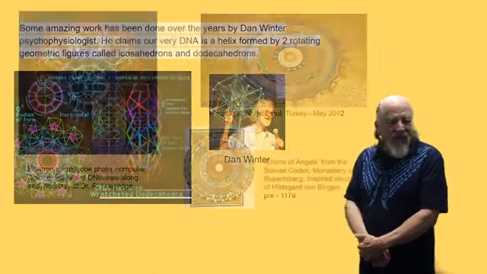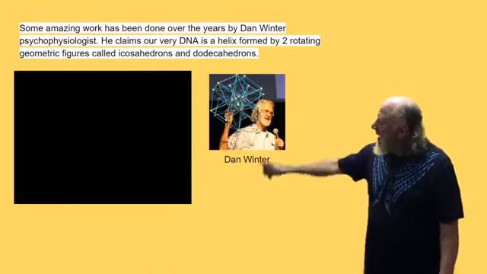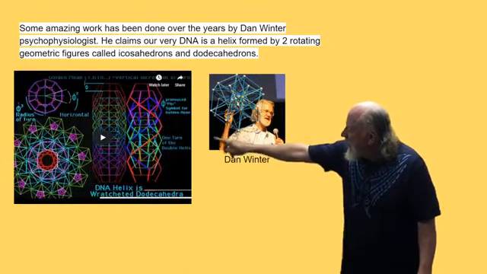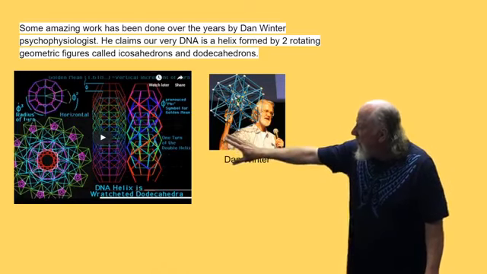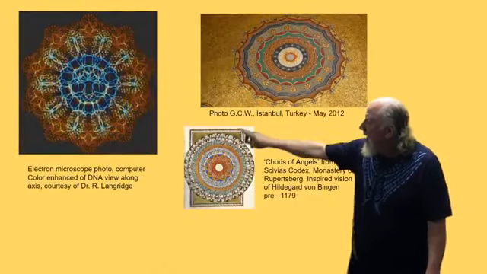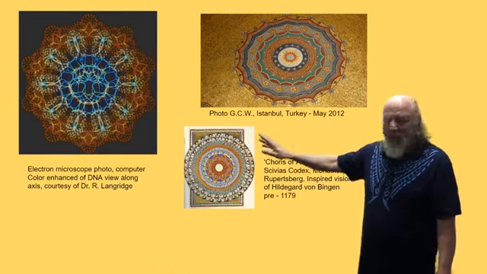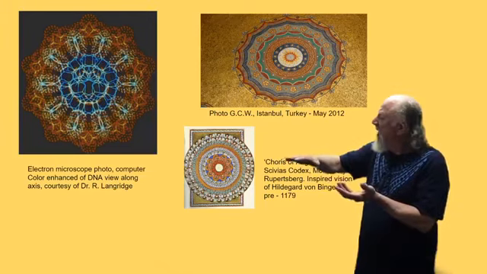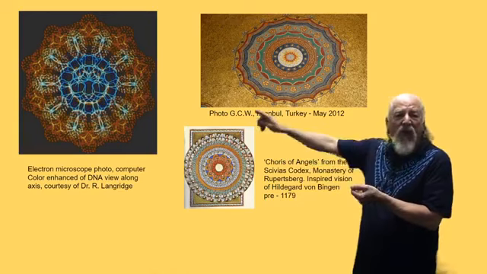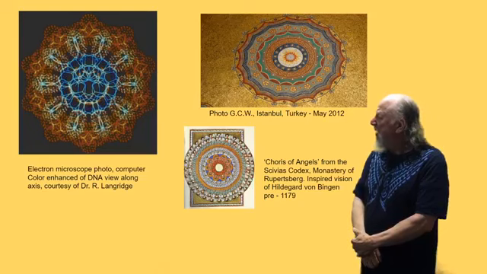So next slide. Now, can you go back one? If you look at the image on the left there, and next slide, compare that to the next picture. On the left, that is an actual electron microscope image, computer enhanced with color, of a cross section of a DNA. That's what our DNA looks like energetically. And I think that's pretty incredible.